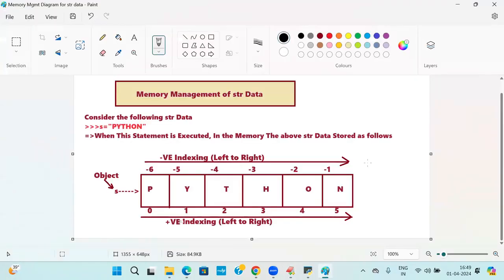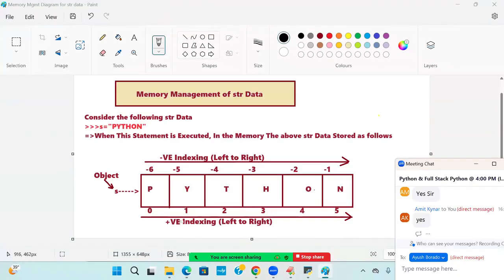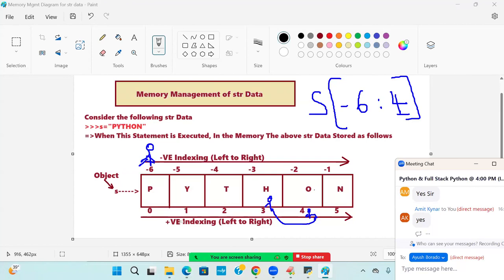Look at all of you. Here I am writing, carefully watch it. S[-6:4]. You don't answer my question, so I am explaining now. -6 colon 4. Where are you standing? -6. Where is the ending person? 4. 4 means 4 minus 1. Is this person standing here or not? What is your journey, forward or backward? Forward. Forward means this will come like this or not? By default, which direction of retrieval is it? Forward. What is the answer?